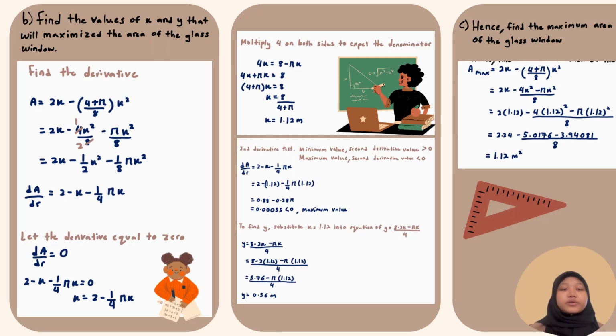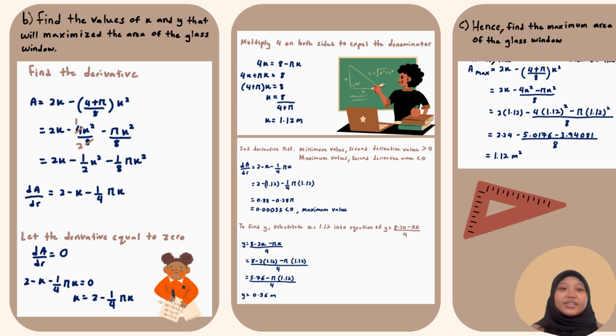Furthermore, for B, it says find the values of x and y that will maximize the area of the glass window. So firstly, we have to find the derivative. The area that was given, 2x minus (4 plus pi) over 8 x square, we expand it, then we get 2x minus 4x square over 8 minus pi x square over 8. Then equal to 2x minus 1 over 2 x square minus 1 over 8 pi x square.